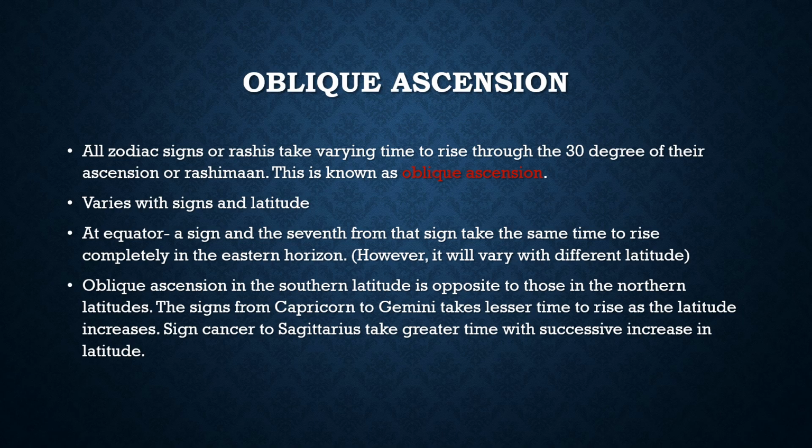So they both will take the same time to rise completely in the eastern horizon, but it is going to vary with the different latitudes. What they say is that what you observe in the southern latitude is just the opposite of what you observe in the northern latitudes. Generally, signs from Capricorn to Gemini take lesser time to rise as the latitude increases, but signs from Cancer to Sagittarius take greater time with a successive increase in the latitude.